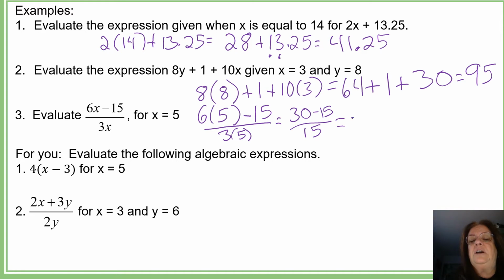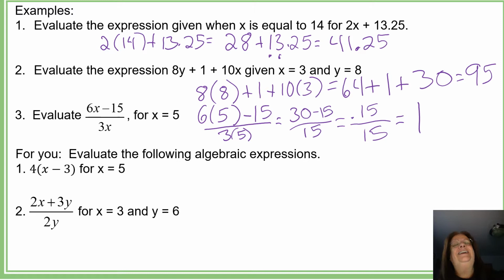We must do our grouping first, so we have to do the top first. So 30 minus 15 is 15. It's divided by 15. Well, any number over itself is 1. See, it is not 30, it's 1. Okay. Now, I want you to do the next two.